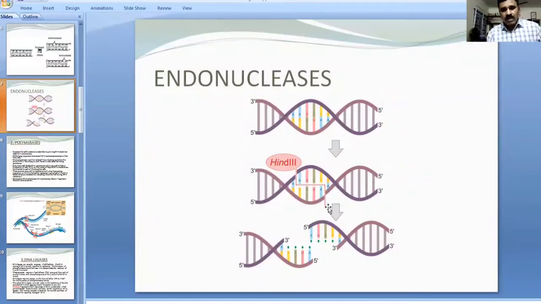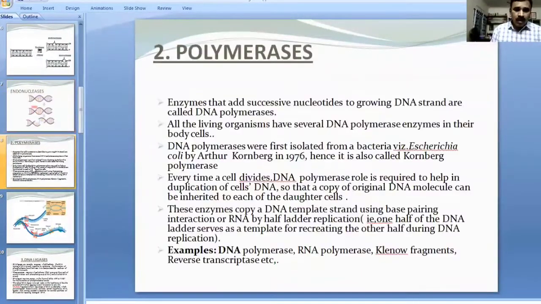There are two types of methods where the endonuclease can cut the DNA molecules. One is a blunt end and another one is sticky or cohesive ends. In the blunt end type of incision it is symmetrical, whereas the cohesive end type is asymmetrical. Okay, so that is about the nucleases.